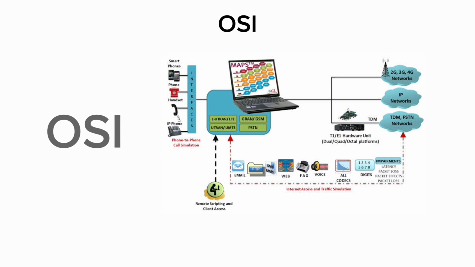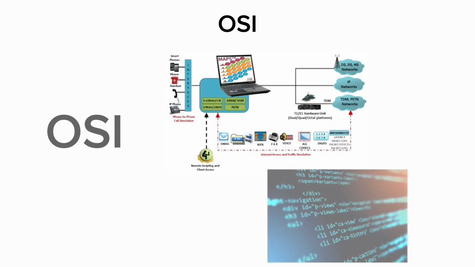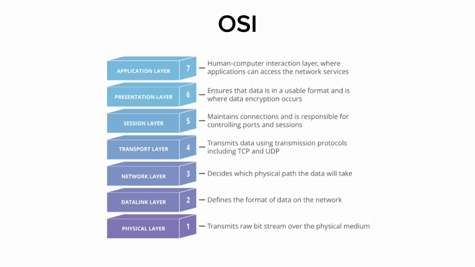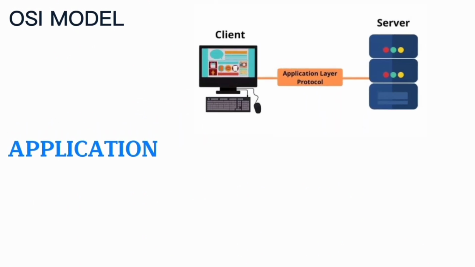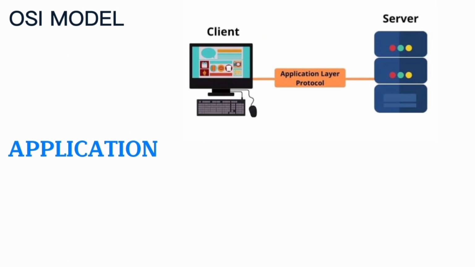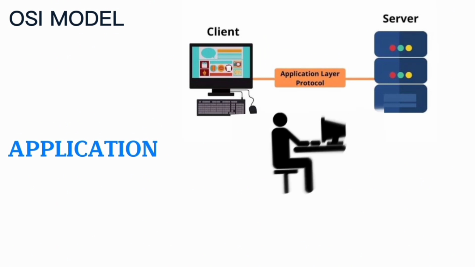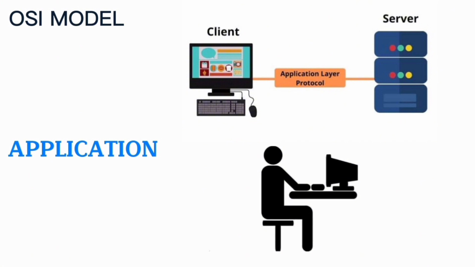The OSI model can be thought of as a universal computer networking language. Now, I will discuss the 7 layers of the OSI model. Layer 7 of the OSI model is the application layer. The application layer is the OSI layer closest to the end user, which means that both the OSI application layer and the user interact directly with the software application.